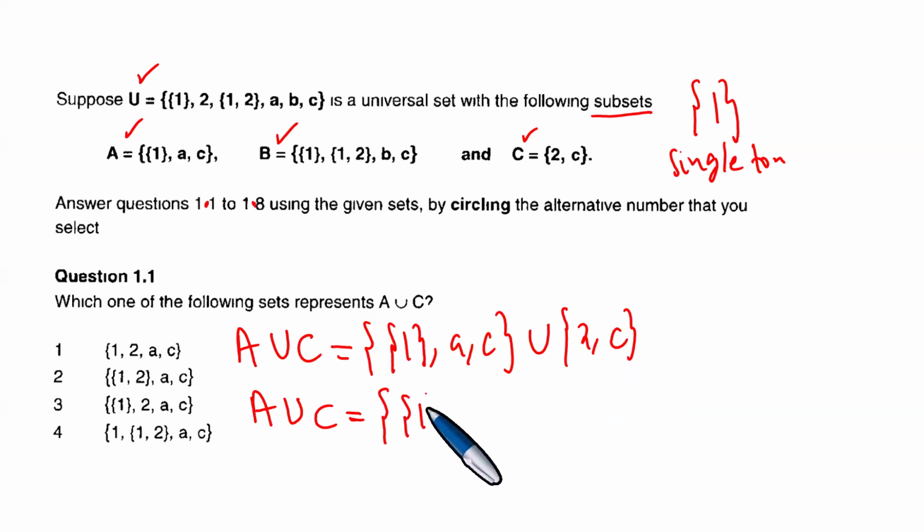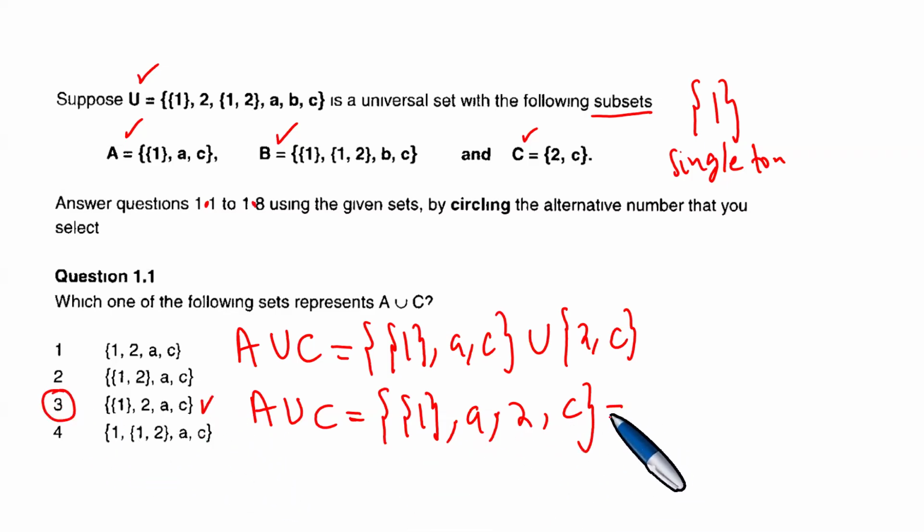So it will contain the singleton set, or what we call our singleton. But moreover, it will contain the element A as well. And we also have the element 2 as well. If we simply select one element for each, 2 has been selected. In the same way, we select C as well. So we look for this set. And now this set is exactly the same as the set in option 3.